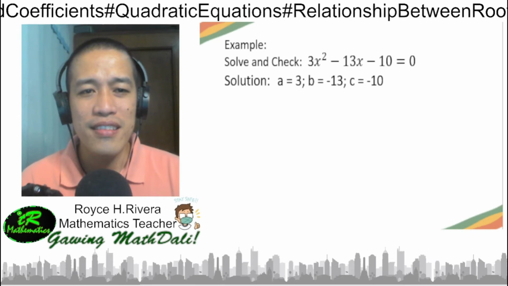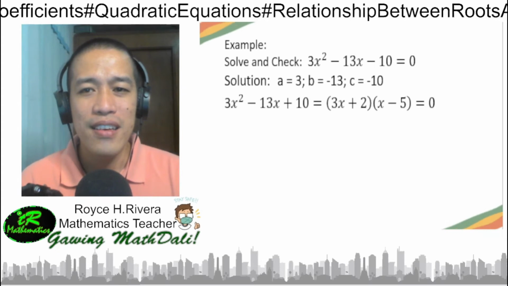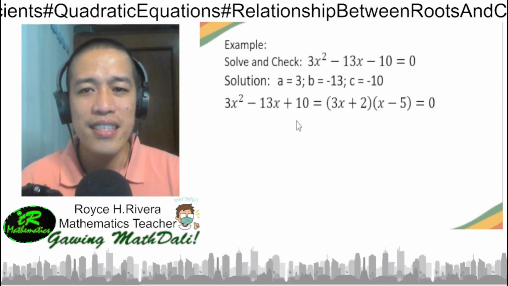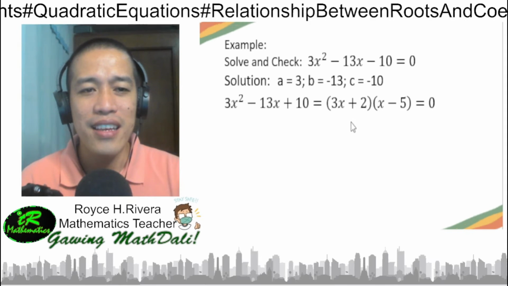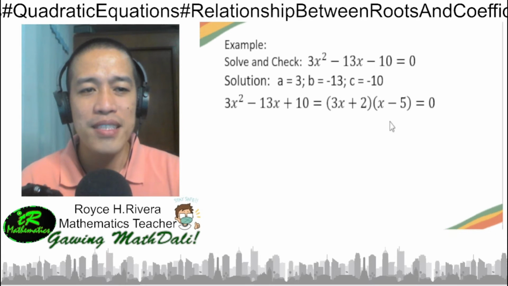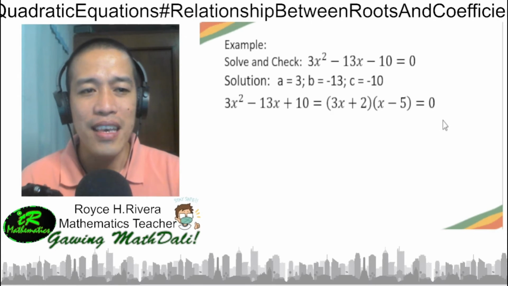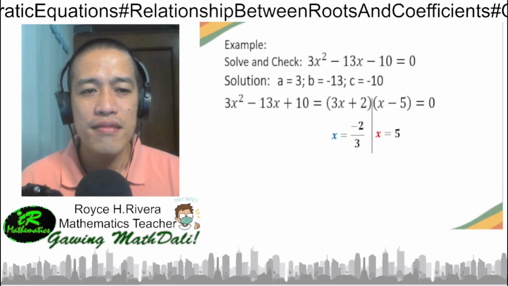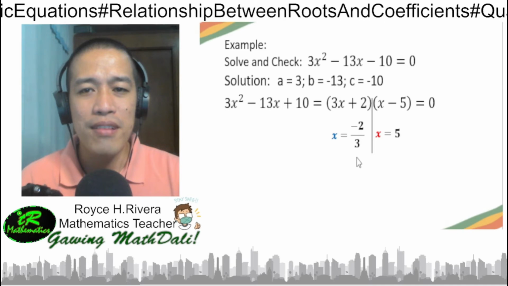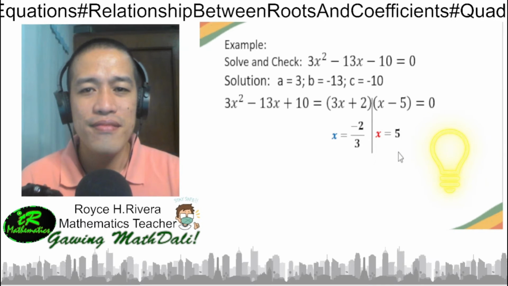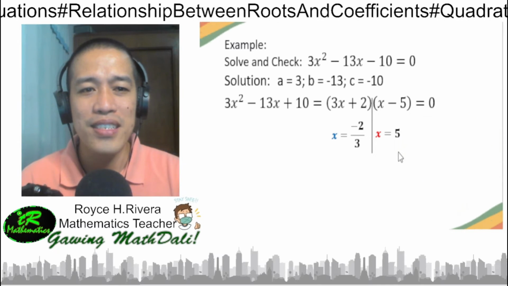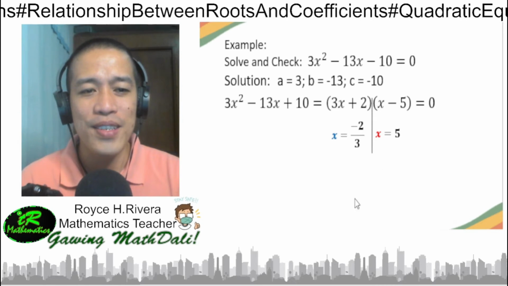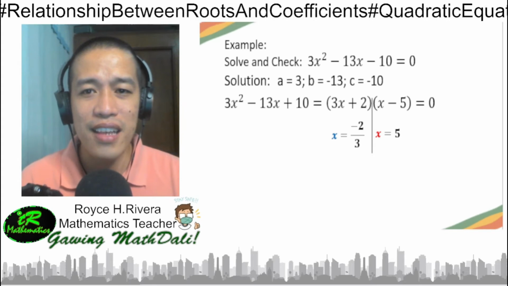Solving the equation by factoring, we have 3x squared minus 13x minus 10 is equal to the quantity 3x plus 2 times the quantity x minus 5 equals 0. We will obtain the roots negative 2 over 3 and 5. Now, let us check the relationship between the roots and the coefficients of the quadratic equation. First, let us get the sum of the roots.